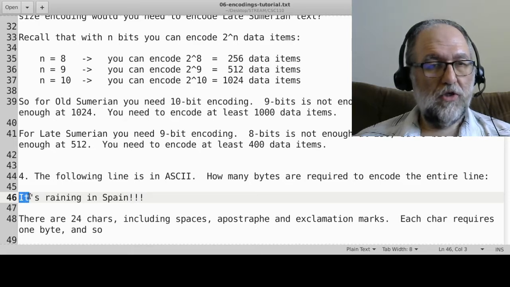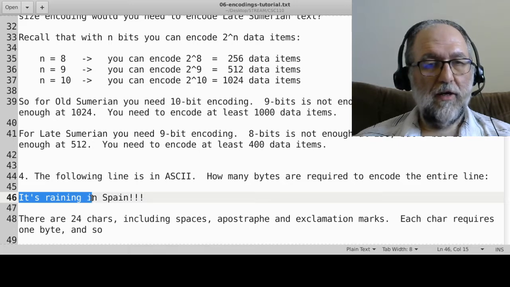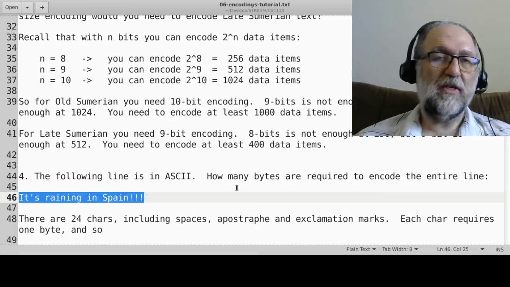There's 1, 2, 3, 4, 5, 6, 7, 8, 9, 10, 11, 12, 13, 14, 15, 16, 17, 18, 19, 20, 21, 22, 23, and 24.